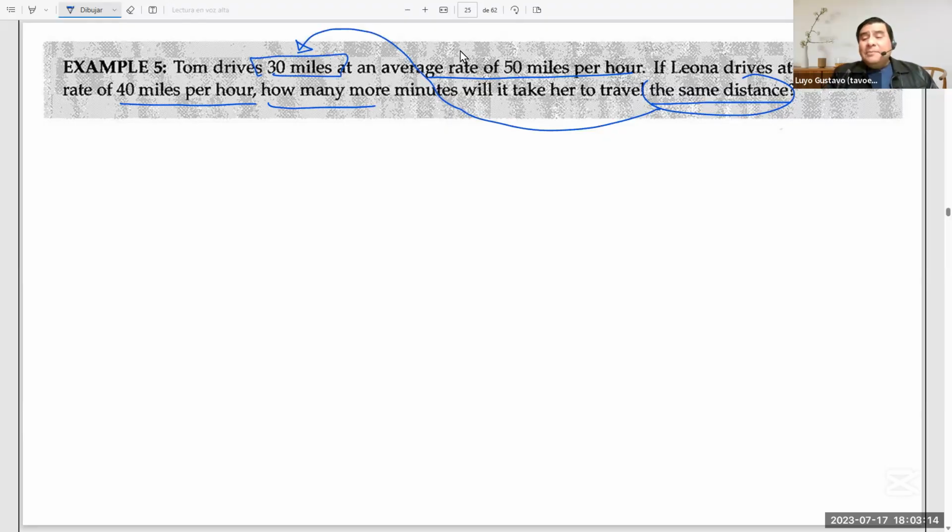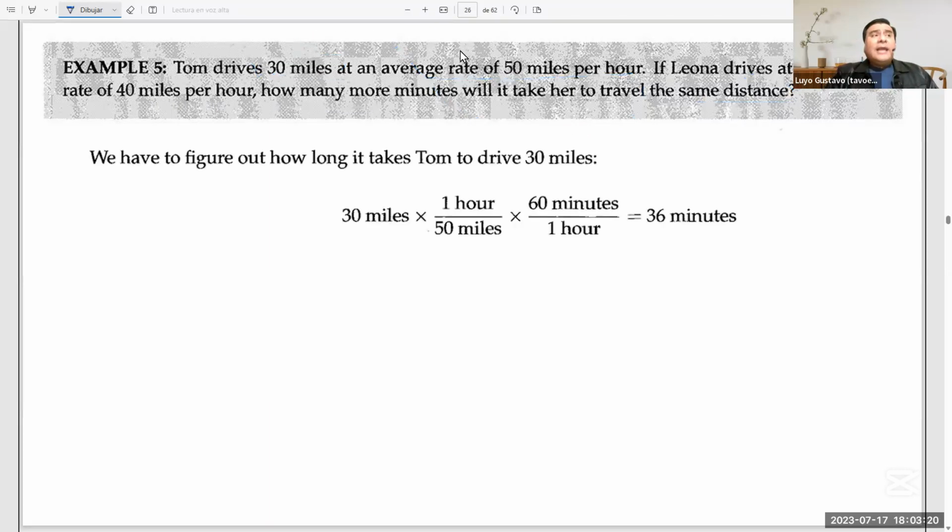So what is the time that it will take Tom to travel that distance? Take a look. You multiply the 30 miles that Tom will drive by its rate. He does 50 miles in 1 hour, but I place it like this, upside down, instead of putting 50 miles over 1 hour. I place it like this because I want miles to cancel with miles. Don't forget that. The placement of the order of the numerator and denominator is key in this type of question.